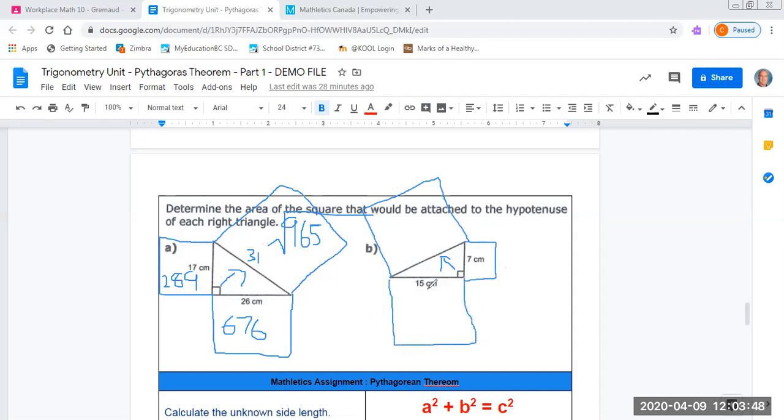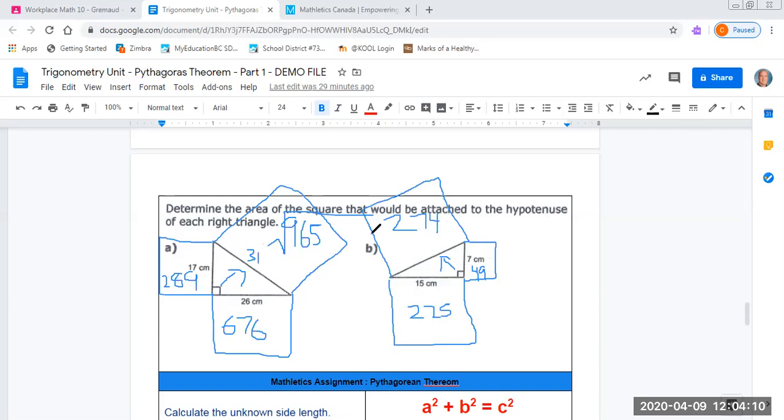And if I were to take 15 times 15 to figure out the square of this, this is 225, and that would be centimeters squared. I won't bother writing that in. Then 7 times 7 is 49 centimeters squared. So this 225 plus 49 is going to add up to 274 here. So this is going to be the bigger square.